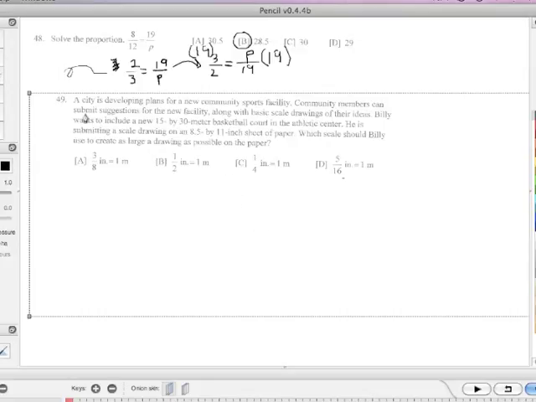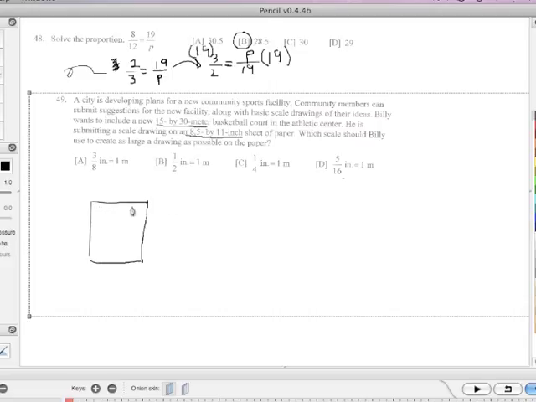So here we are. A city is developing plans for a community sports facility. Community members can suggest ideas. Billy wants to include a 15 by 30 meter basketball court in the athletic center. He's putting it on an 8.5 by 11 inch sheet of paper. Which scale should Billy use to create as large a drawing as possible on the paper?